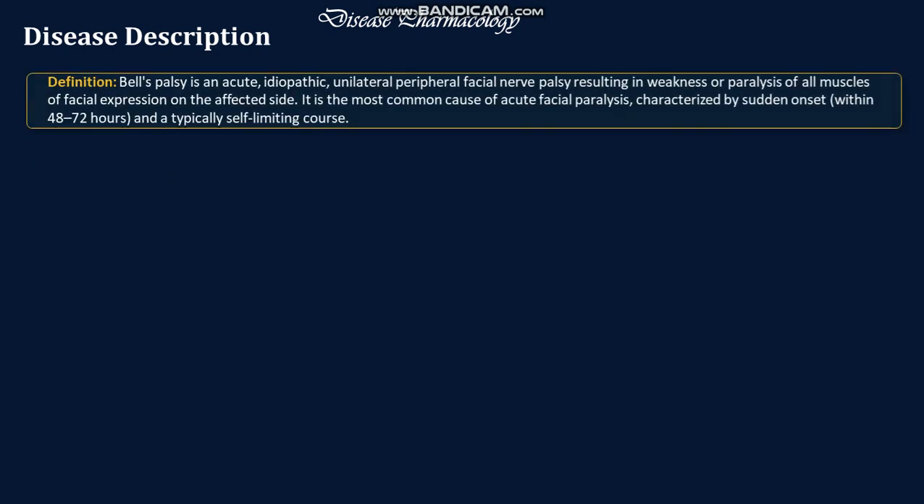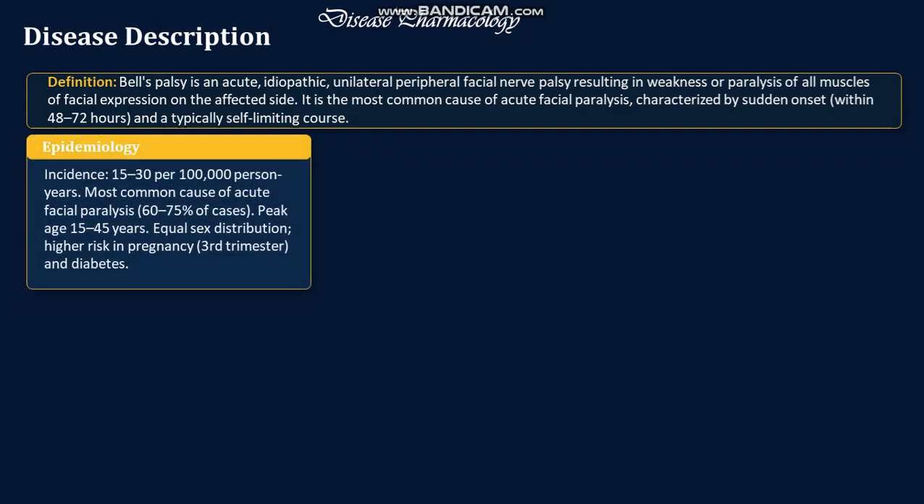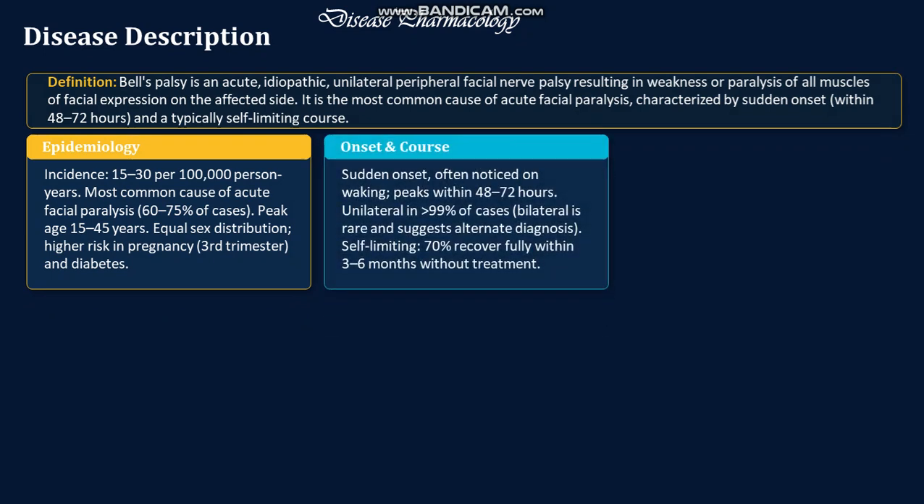Bell's palsy is an acute idiopathic peripheral facial nerve palsy involving cranial nerve 7. Epidemiology: 15 to 30 per 100,000 persons per year. Onset is over 48 to 72 hours, depending upon which is responsible for the development of Bell's palsy, either injury, virus, or any other thing that is involved.